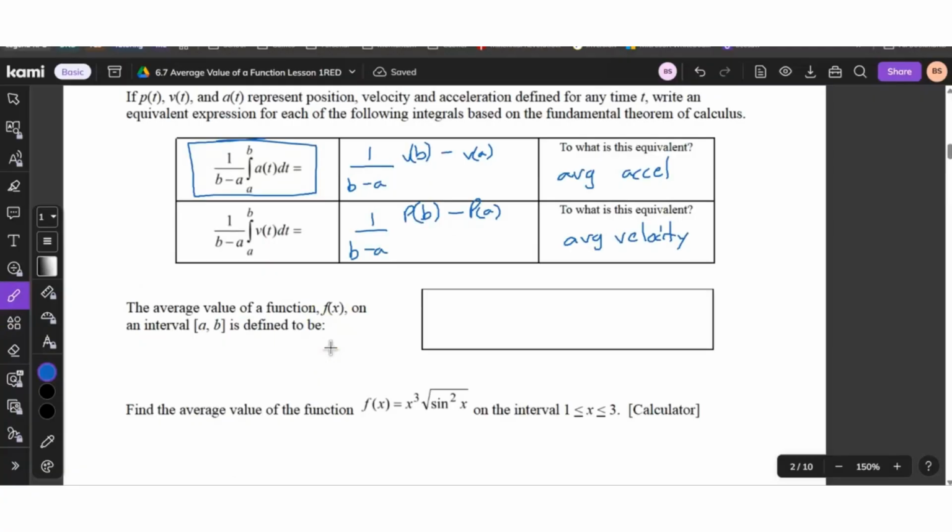All right, the average value of a function f of x on an interval from a to b, therefore, can be defined as 1 over b minus a of the integral from a to b of f of x dx.